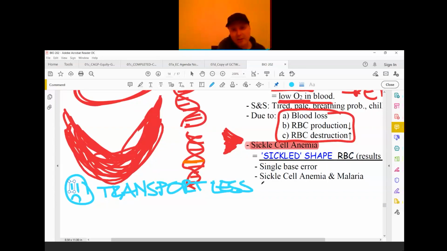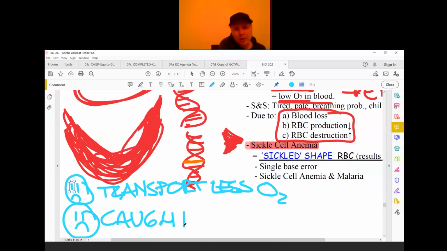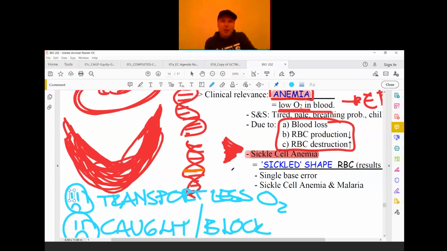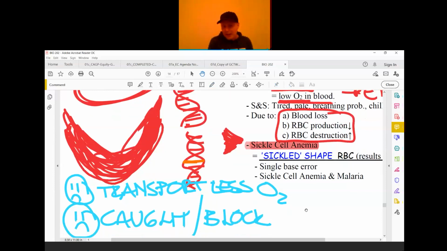Transport less oxygen. Other thing that happens is that they end up getting caught and causing blockages in thin, small, very narrow blood vessels. So both of those things would be a problem with these sickled red blood cells. So not a great thing, you might say.